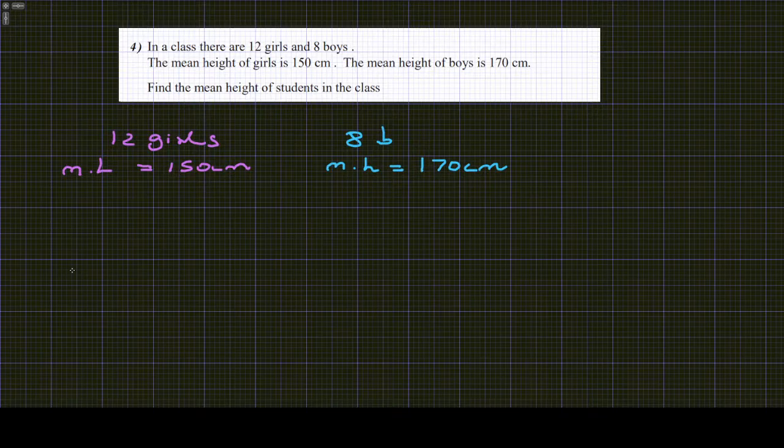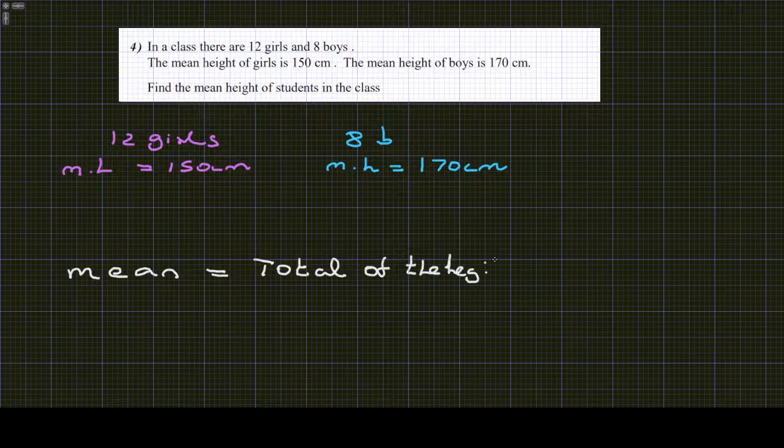First write the formula. Mean equals total of the heights of all 20 students divided by number of students. Now, what's the total of the heights of these 12 girls?